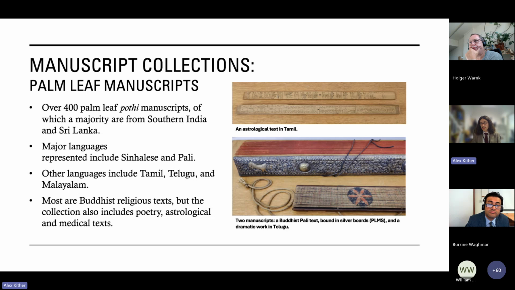So the major languages represented among this collection are Sinhalese and Pali, and in terms of subject, a lot of our collections are Buddhist and religious literature. But minor languages in the collection also include Tamil, Telugu, and Malayalam, among others. They're not all religious texts. Here you can see an astrological text, but we also have dramatic works, poetic works, a number of medical texts, and various other works. Typically, those are in South Asian languages, with a great variety of subjects in our collection.